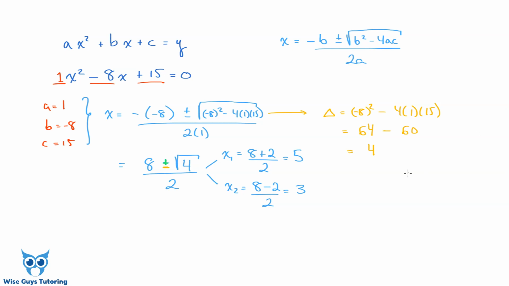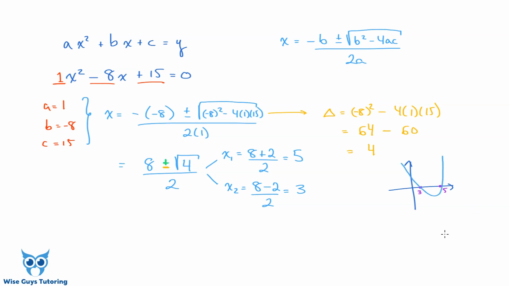What does that mean, two solutions? Well, like I said, what we're solving for are values of x which make y equal to 0. It's a parabola that crosses the x-axis at x equals 3 and at x equals 5. You're going to have a parabola that looks something like this.